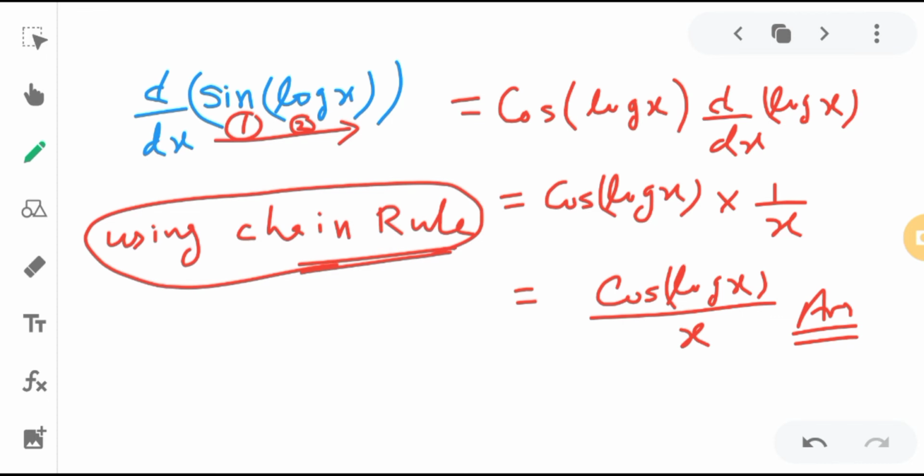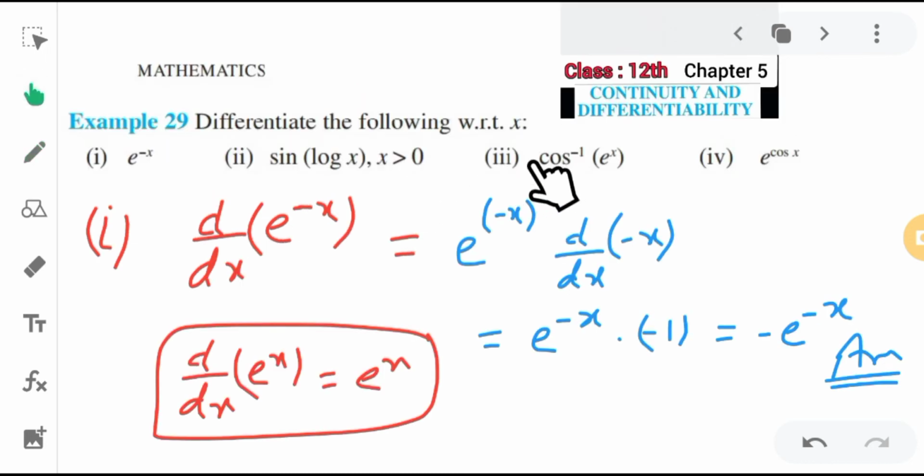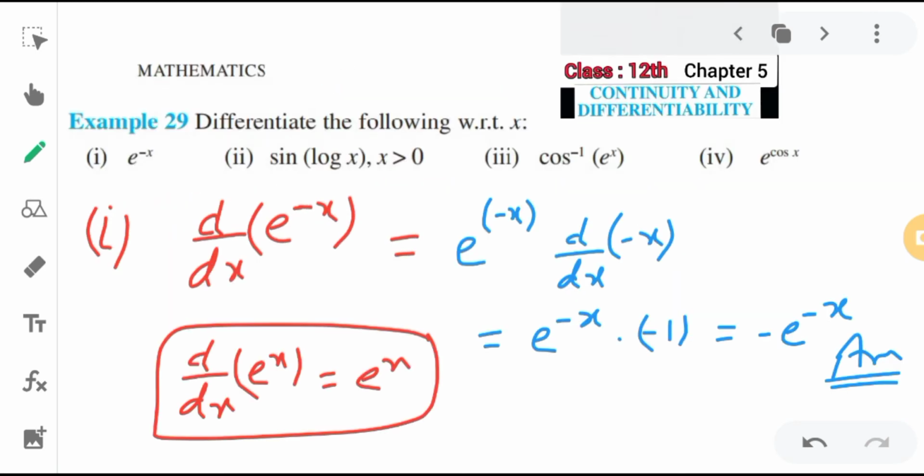Okay, so I hope the second question is clear. Now we'll move to the third part. The third part is cos inverse e to the power x. So we have to find the derivative of cos inverse e to the power x. This is the third question, cos inverse e to the power x.